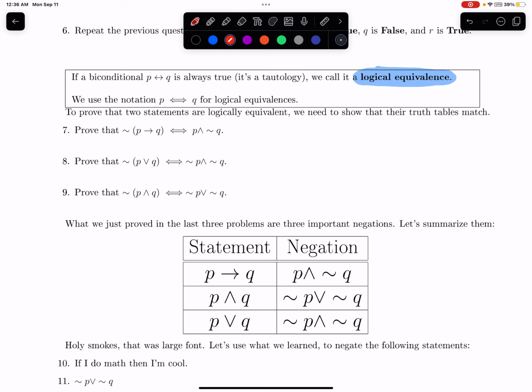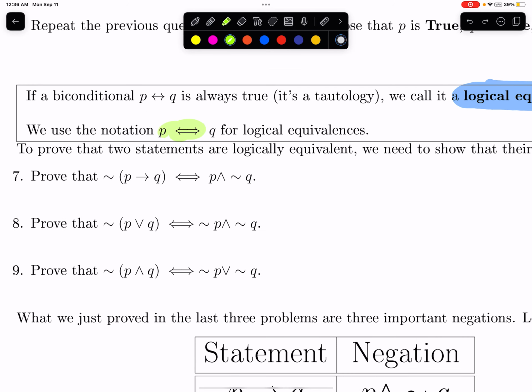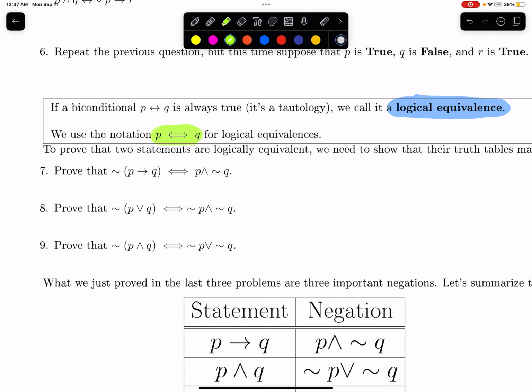A logical equivalence, which we denote with this double arrow, what do you call it? Double arrow? It looks like the biconditional arrow, except if you look at it, it's doubled up, yeah? That's the symbol for logical equivalence. And what the logical equivalence symbol represents, it basically represents the equal sign. Now, we don't use equal signs between statements. So instead, we use this symbol right here. Yeah, it means that two statements are essentially the same. They might have a different appearance, but they're logically equivalent.